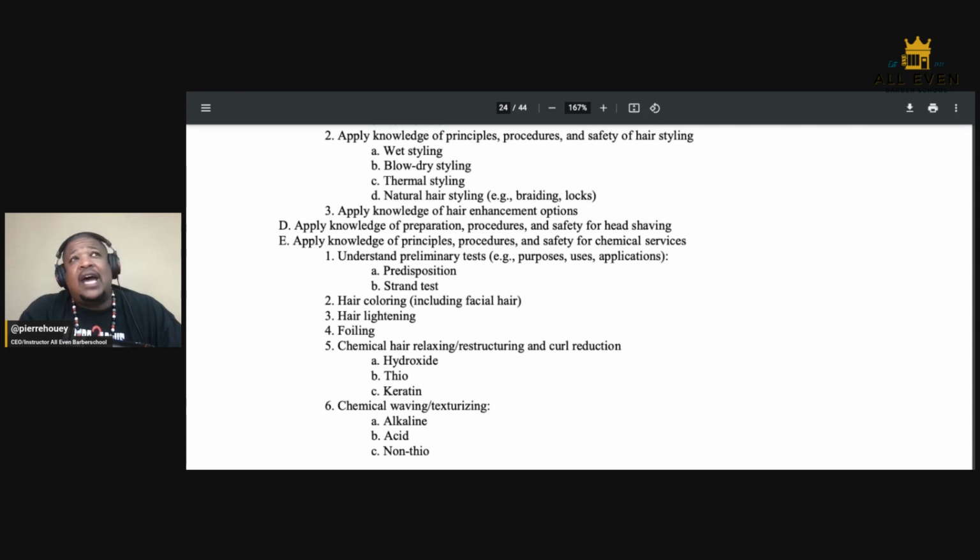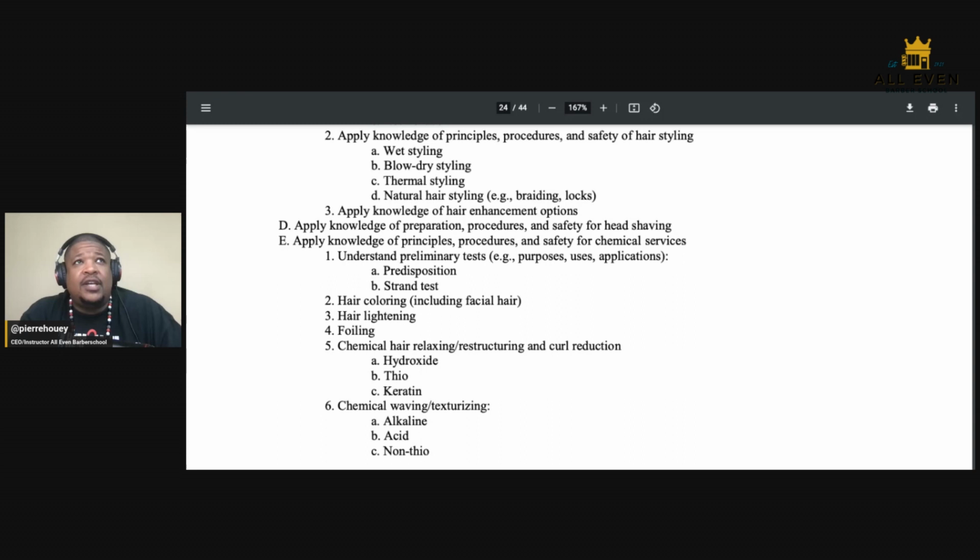Okay. Wet styling, sometimes you're dealing with cutting hair. Sometimes you're dealing with permanent waving, things like that. Blow dry styling is nothing but using the blow dryer to get the hair dry. That's all it is. Thermal styling, things where you're using hot curlers, hot combs, anything with some heat on it. Okay. And then natural hairstyling, you're not using none of the other 3. You're just doing braiding, locks, things of that nature.